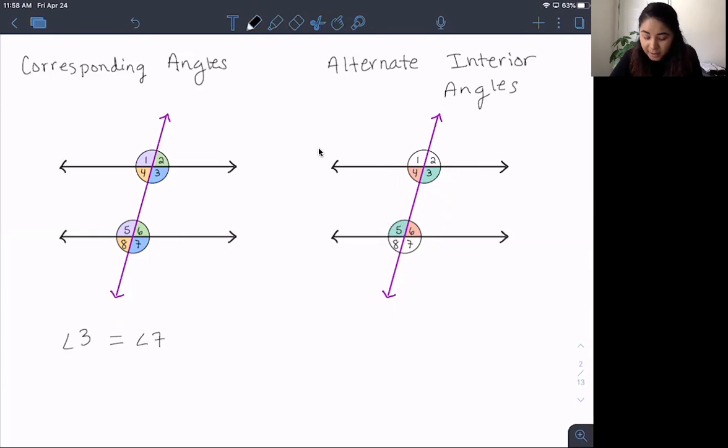And alternate interior angles are also equal to each other. These are equal to each other. So for example, take angle 4, we can say that that equals angle 6, okay? So that's the relationship between those.